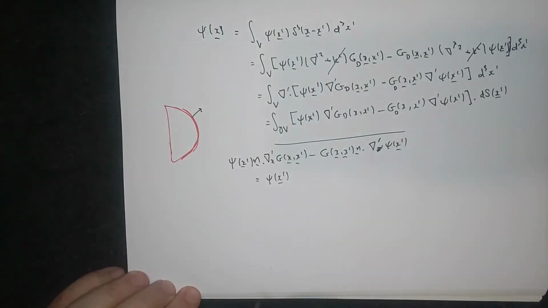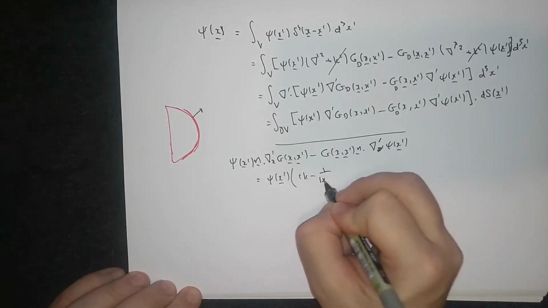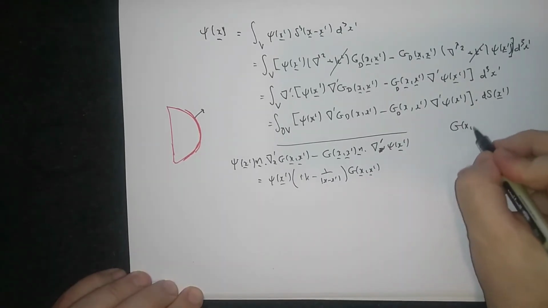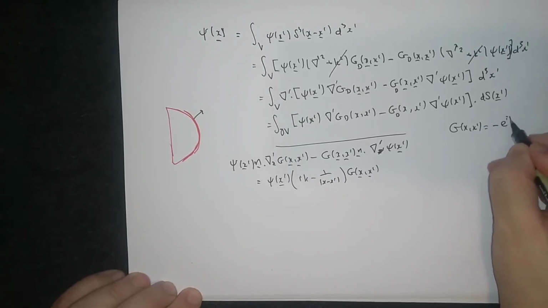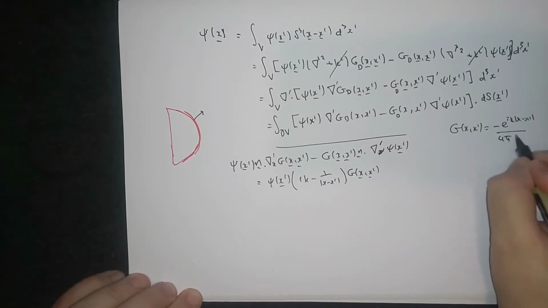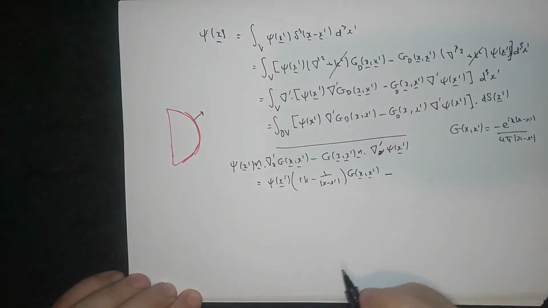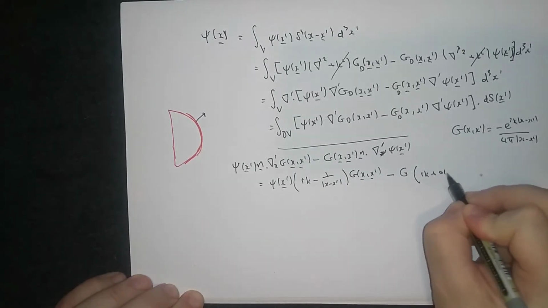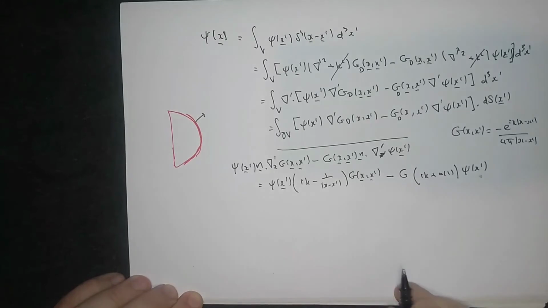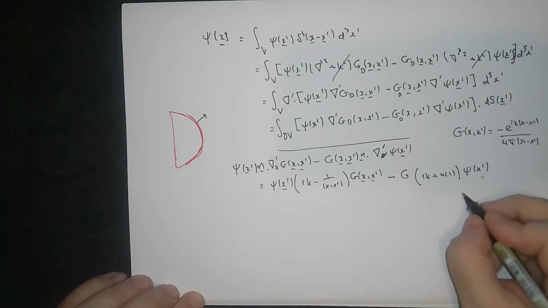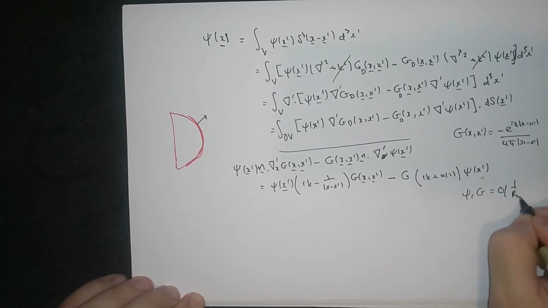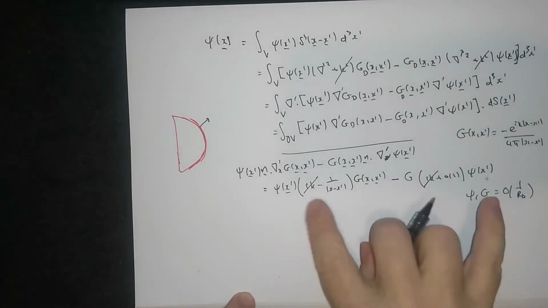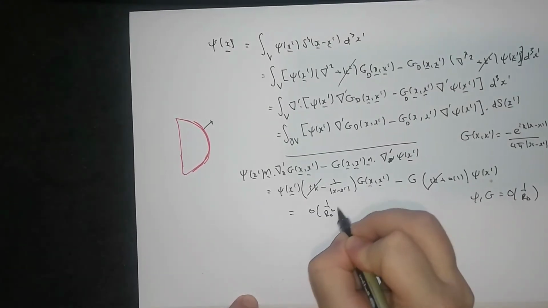So psi of x, that's ik minus 1 over mod x minus x prime times g. We had an explicit expression for g, let's just write it down again. Minus e to the ik mod x minus x prime over 4 pi mod x minus x prime. The minus g, and this is just d by dr. And from our original boundary condition, that gives me that. Well, psi and g are order 1 over r naught on this thing. So this whole thing, that thing cancels with that. So this whole thing is equal to little o of 1 over r naught squared.